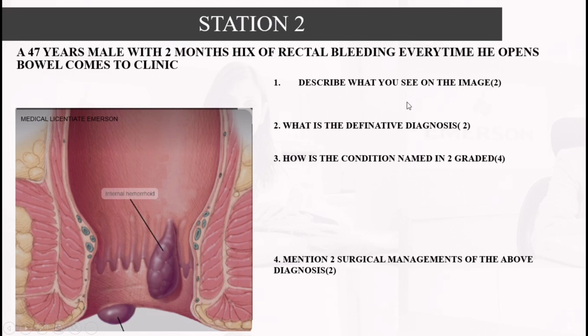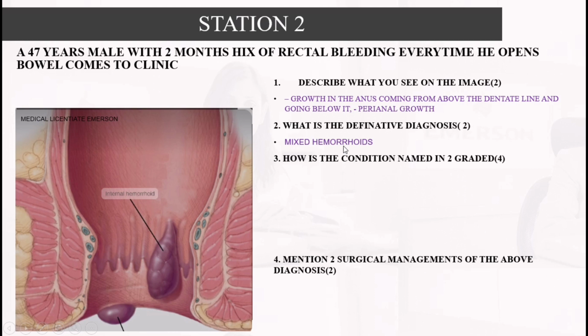So question 1, describe what you see on the image. Since there are 2, we are going to say there is one, the perianal growth, which is outside. Then there is also one which is the growth in the anus, which is coming from above the dentate line and going below it, as you can see. Then what is the definitive diagnosis? We have an internal and an external one, so these are called mixed hemorrhoids.